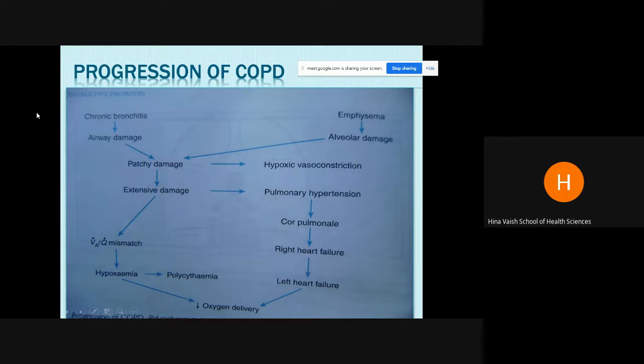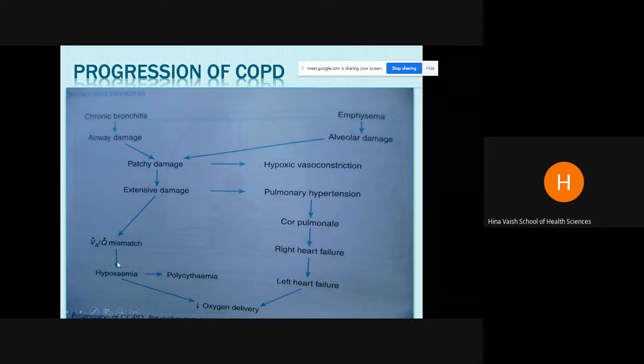So how this happens is, when chronic bronchitis happens, there is airway damage, which will lead to patchy damage and extensive damage. There will be extensive damage if any structure is damaged or there is hypersecretion of mucus. So the ventilation and perfusion mismatch starts happening. There is not an adequate amount of air for the amount of blood. When this happens, there is hypoxemia, that is the decrease in oxygen content of arterial blood. This is not yet at the tissue level; that is a further stage.